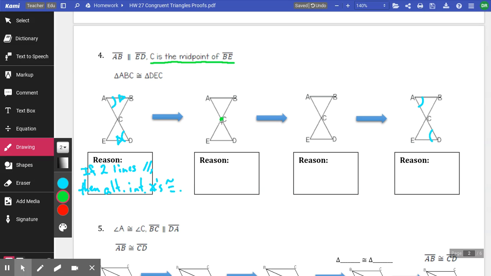And so if C is the direct center between B and E, that would mean that the distance from B to C is the same distance as C to E. And so there we have a pair of sides that are congruent between these two triangles. And we won't put given because in our given info, it doesn't say that segment BC is congruent to segment CE. It's because we had this special word midpoint. And so that's where this reason that says definition of midpoint is coming into play.